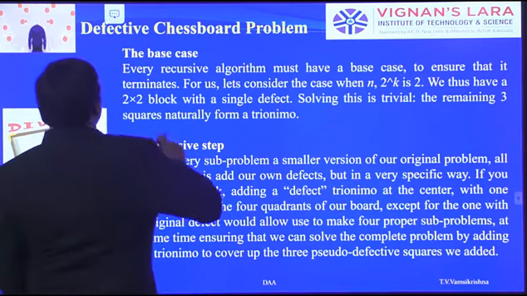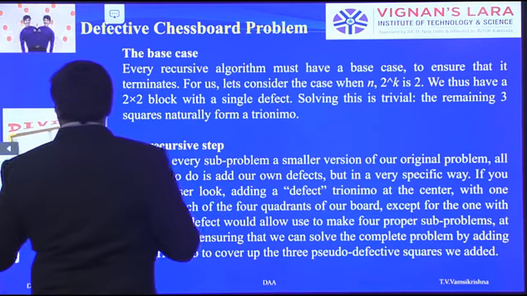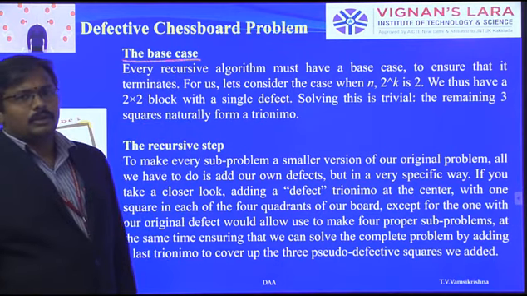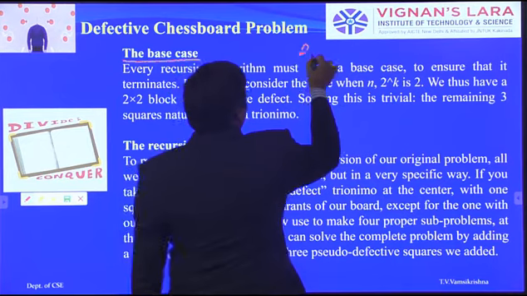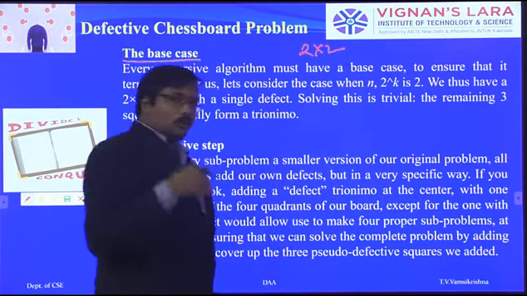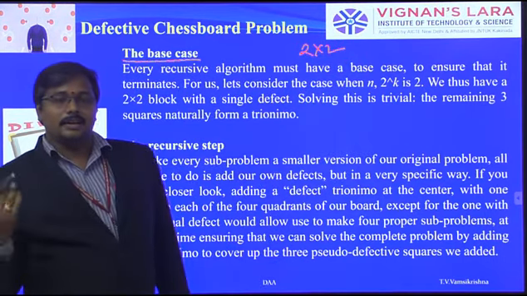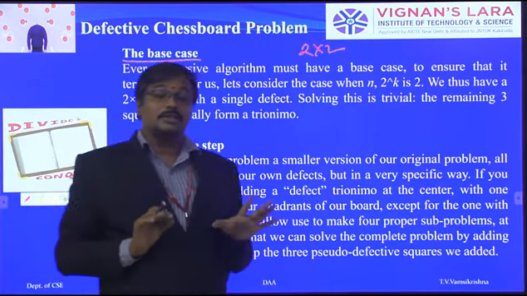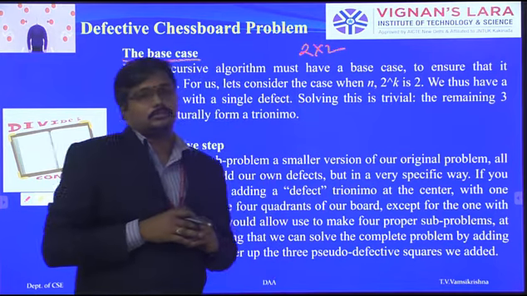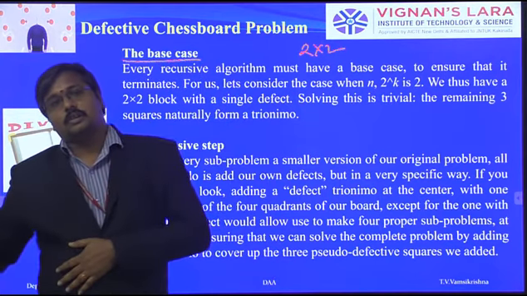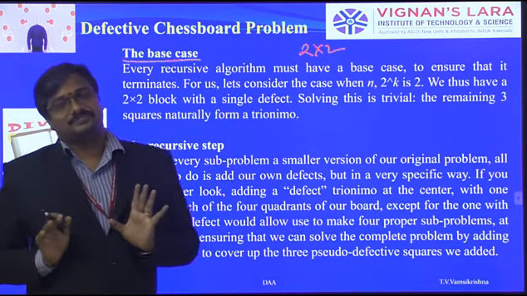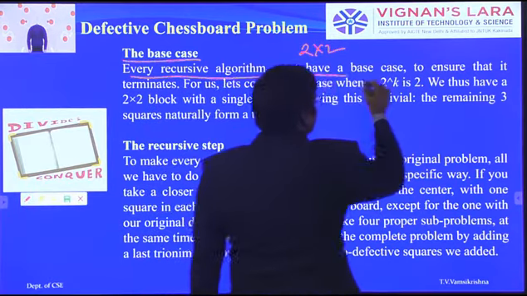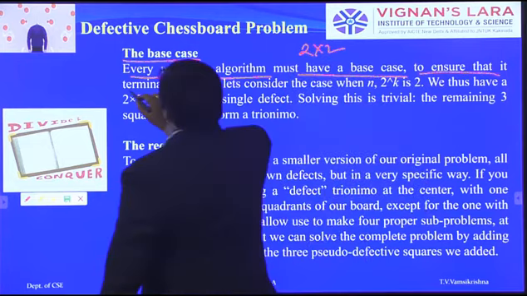Alright, so whenever we have decided on recursion, we need to identify the base case. Definitely the base case is the 2x2 chessboard. Whether you take 16 by 16, 8 by 8 or 4 by 4, the last one is the 2 by 2 chessboard. When we get a 2 by 2 chessboard, only one triamino is required, then we close the problem. Every recursive algorithm must have a base case to ensure that it terminates.